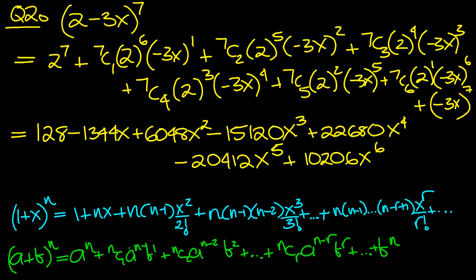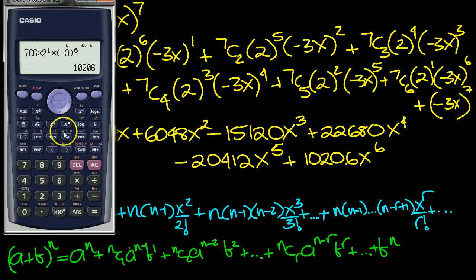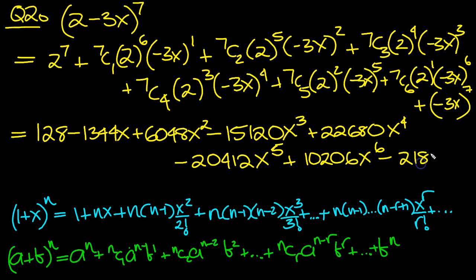And then the last term is just minus 3 to the power 7. So let's clear it. Let's do bracket minus 3 power 7. That's our last term. Minus 2187, and that's an x to the 7 as well.